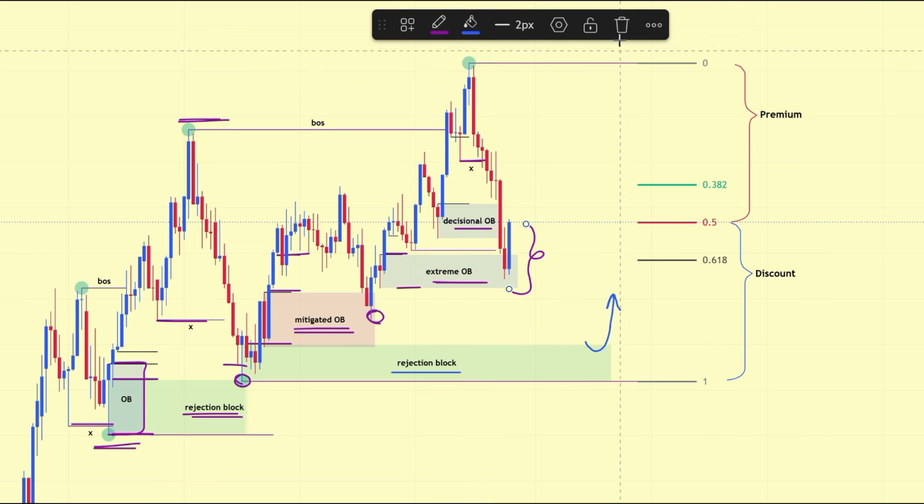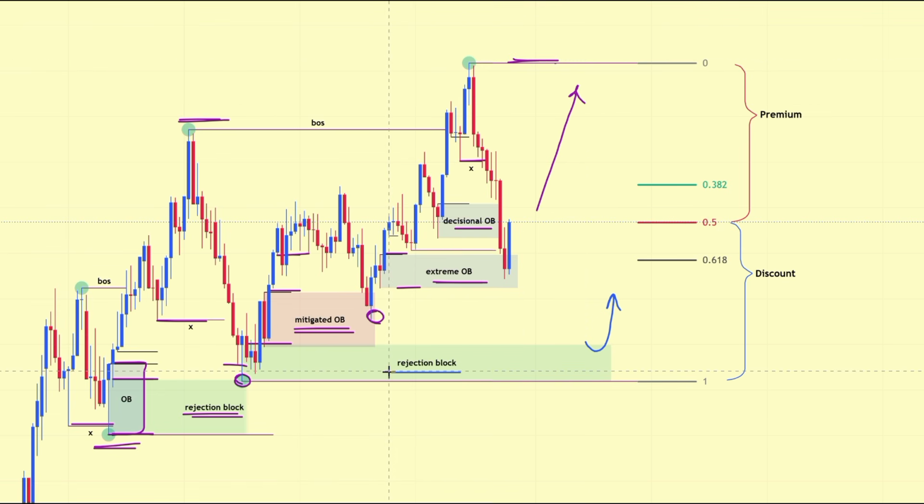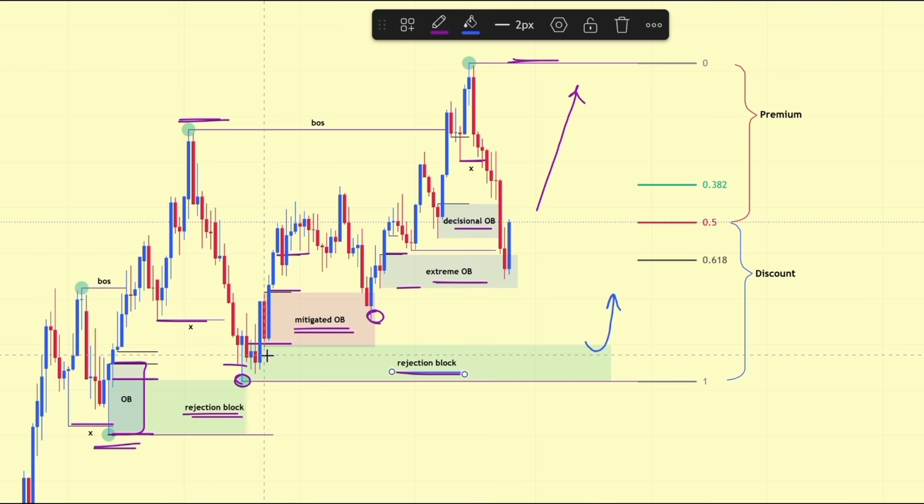So this means this may continue all the way towards this external liquidity. So we can clearly see that this rejection block is not inside an order block, and that's the reason as to why I said it's not always the case that the rejection block will be inside an order block, like in this scenario, and as well the scenarios I showed during the theory part. So of course, the only time the rejection block will be in play is after the extreme order block fails. At the moment, we can clearly see price is respecting it.